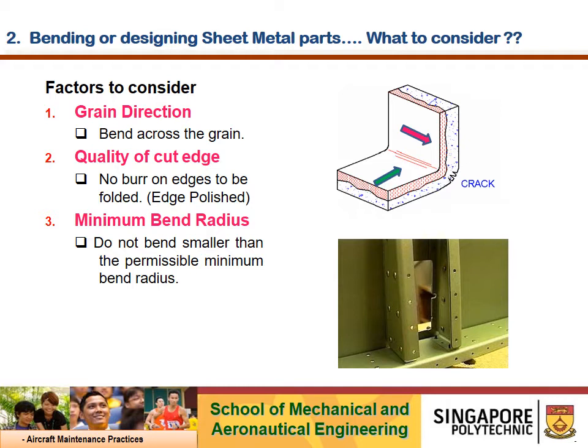Factors to consider when we design and bend a sheet metal part. Grain direction: it will be best to bend across the grain than along the grain. Quality of cut: make sure that all edges are burr removed. Minimum bend radius: this is one of the important factors. Do not bend smaller than the permissible minimum bend radius.